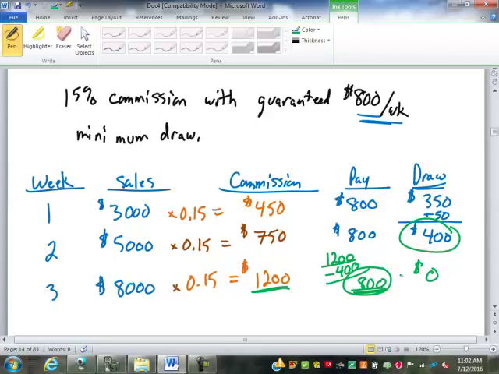Now, this was very popular in the late 80s and early 90s in the insurance industry. Now, the problem with this, okay, $800 a week guaranteed draw, that's $40,000 a year. Back in the late 80s and early 90s, that was a really good salary. And that was good pay. So $40,000 a year was very attractive to a lot of people.